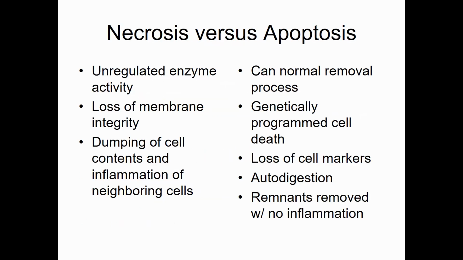Now that's very different from necrosis. So with necrosis, everything's unregulated. You have enzymes just going all over the place. The cell membrane breaks. You dump your contents on your neighbors. So you dump potassium on your neighbors and you make them all upset. And you dump inflammatory substances. So there's an inflammatory mechanism with necrosis that you don't see in apoptosis. So apoptosis can be normal. It's a genetically programmed process. At some point, the cell loses its cell markers, and the immune system can go in and finish the job because the cells basically stopped being part of the host.